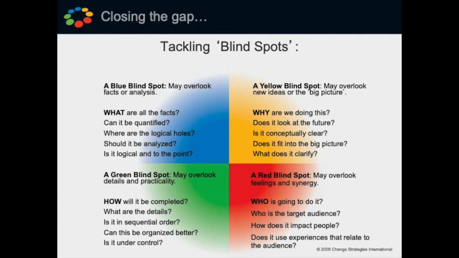So with yellows, a yellow blind spot might be saying, why are we doing this? Is it conceptually clear? What does it clarify? If you have a blue blind spot, what are all the facts? Can it be quantified? Should we analyze this a little more? Green blind spots: how are we going to do this? What are the details? What's the sequence? How are we going to organize it? Are we going to control?